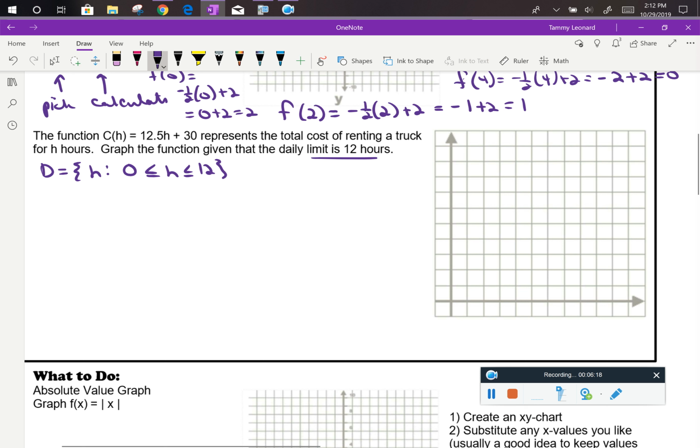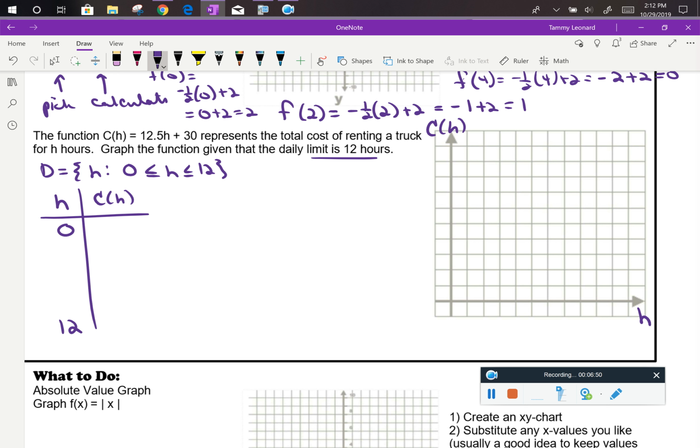So when I go to set up a table, it's not going to be an XY table this time. It's going to be a C of H table. Same thing as XY, but H is going on our x-axis and C of H is going on our y-axis. Just like we did in the last problem, we can pick values. Now, since we determined that 0 was the smallest and 12 was the largest, it makes a lot of sense to go ahead and pick 0 and 12 as 2 of the values that we're going to plug in.